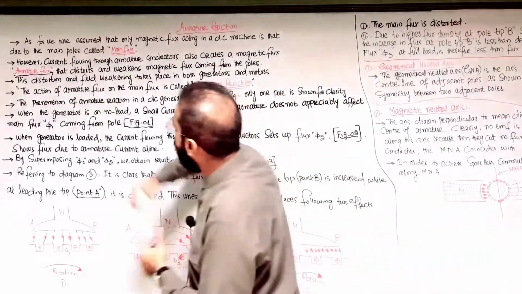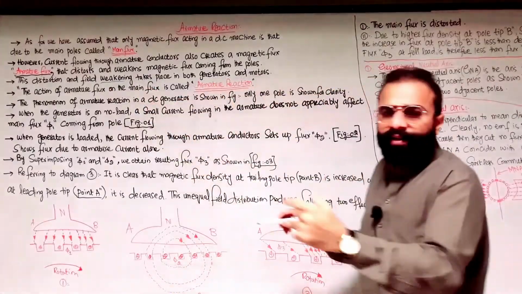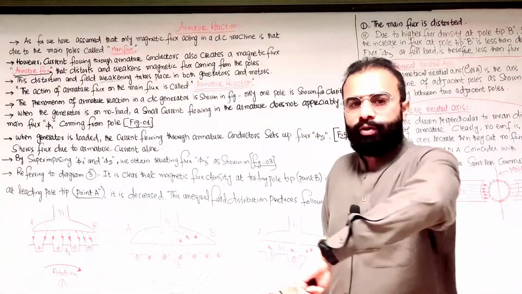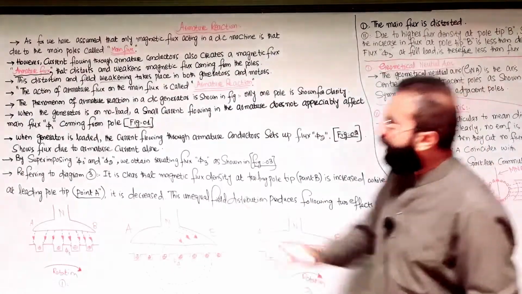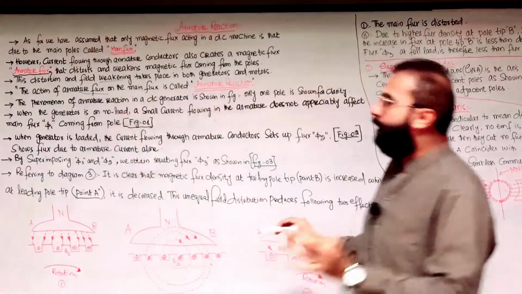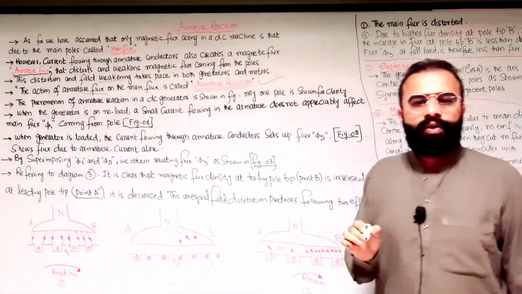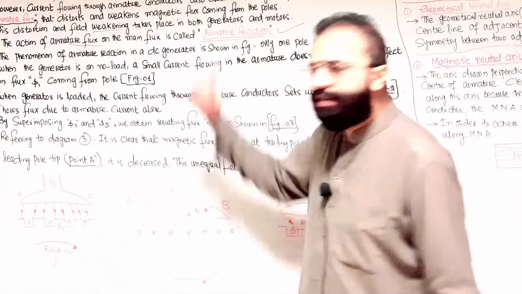The distortion and field weakening take place in both DC generators and motors. The action of this armature flux on the main flux is called the armature reaction. Armature reaction in a DC machine can be explained by these three diagrams.